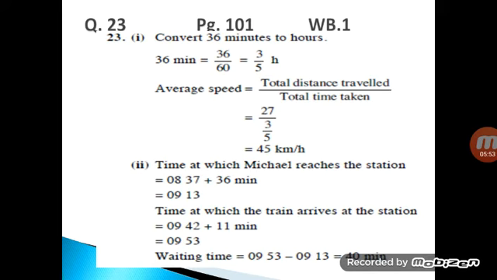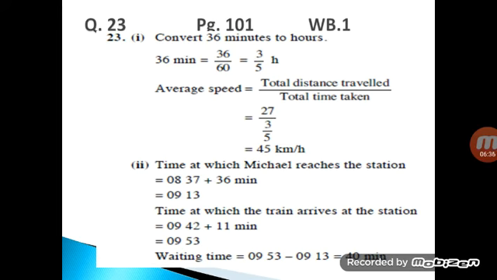We will convert 36 minutes into hours. As we are converting into hours, we divide by 60. So 3 by 5 hour, or you can convert it into a decimal, it's up to you, or you can keep it as 3 by 5 hour. Now we have to find the speed. Distance traveled is 27, and the time taken is 3 by 5. Again, fraction over fraction: the 5 will reverse and multiply with 27. So 27 into 5 divided by 3. You can do either cancellation or multiplication and then division, and hence you get your answer as 45 km per hour.